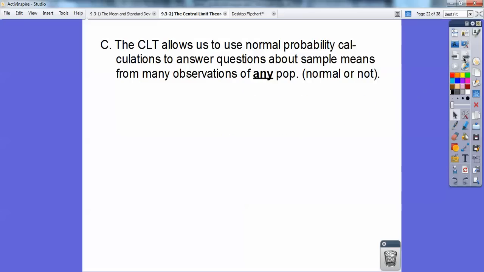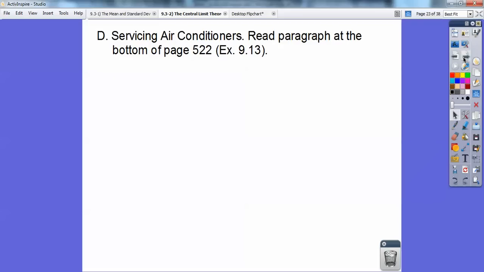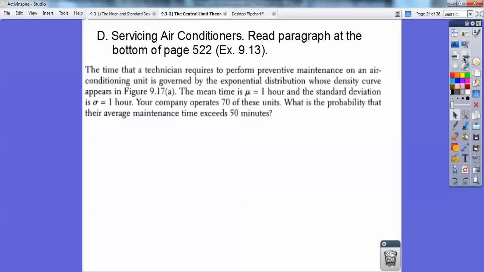All right, so here, the central limit theorem allows us to use normal probability calculations to answer questions about sample means from many observations of any population, whether it's normal or not. Here we are servicing air conditioners. We're going to read the paragraph way at the bottom of page 522. The time that a technician requires to perform preventive maintenance on an air conditioning unit, singular, is governed by the exponential distribution whose density curve appears in figure 9.17a. There it is, right there. Because it's singular, n equals 1. The mean time is 1 hour, and the standard deviation is 1 hour.